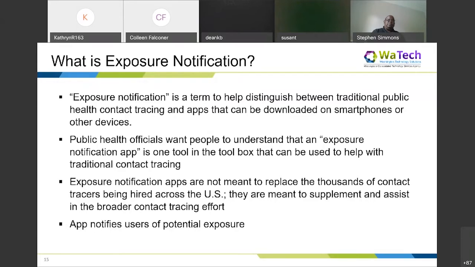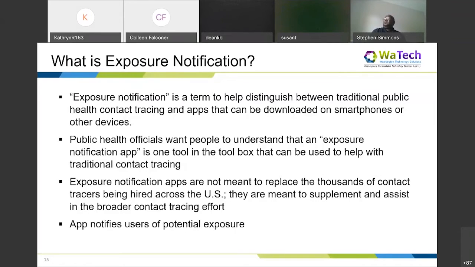So exposure notification, I was talking to the epidemiologist yesterday, and he kind of explained to me that this term has been turned on its head a little bit for public health officials, because traditionally exposure notification was happening with the contact tracers when they were reaching out to individuals to let them know they've been exposed. But in terms of what we're talking about with the apps that might be downloaded to smartphones, we're talking about people getting notified of potential exposure before they even have contact with a public health official.